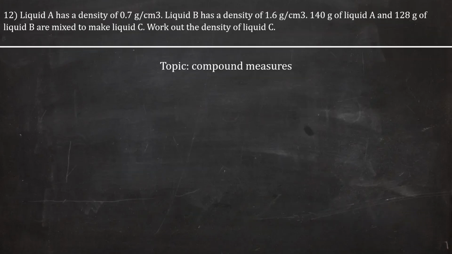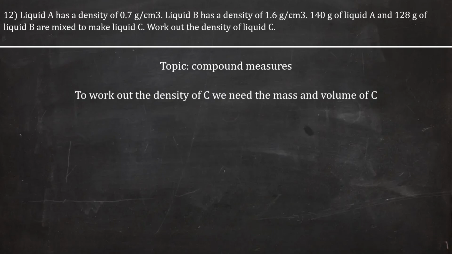Question 12, we have a compound measures question. Now, before we get started, it's really important for you guys to know that in order to work out density of something that is made from 2 other liquids or whatever it is, you need to work out mass and volume of C. You can't just add 2 densities, that's not a thing. So in order to do that, we're going to need mass and volume of A and B.